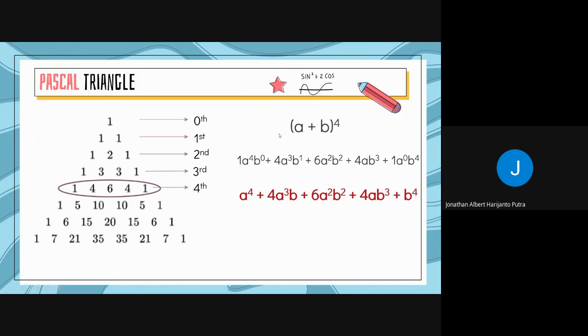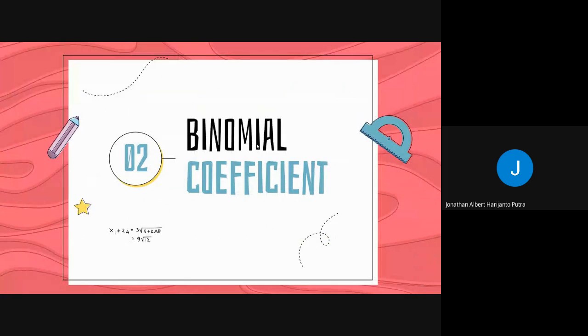But the Pascal triangle method is not really efficient because this method only works on low binomial power. For example, what if we want to count a plus b to the 20 power? If we want to use the Pascal triangle, we need to count until the 20 row, and it will become very, very big. So there's another method called binomial theorem, but before going there, I need to explain about the binomial coefficient.